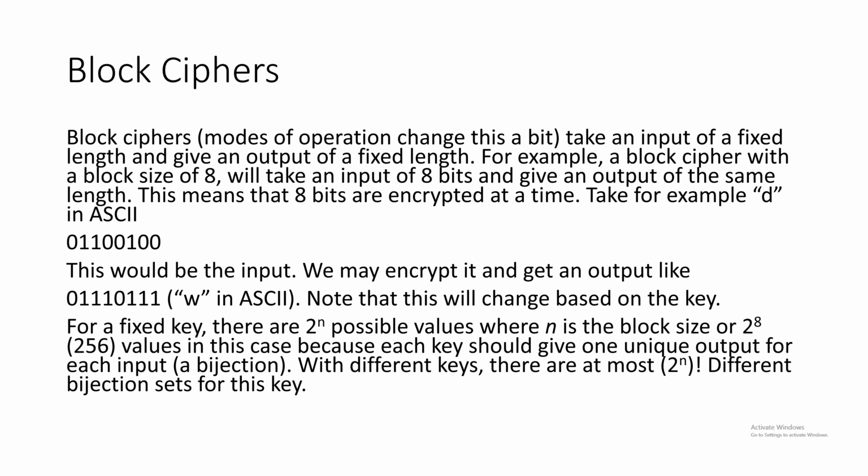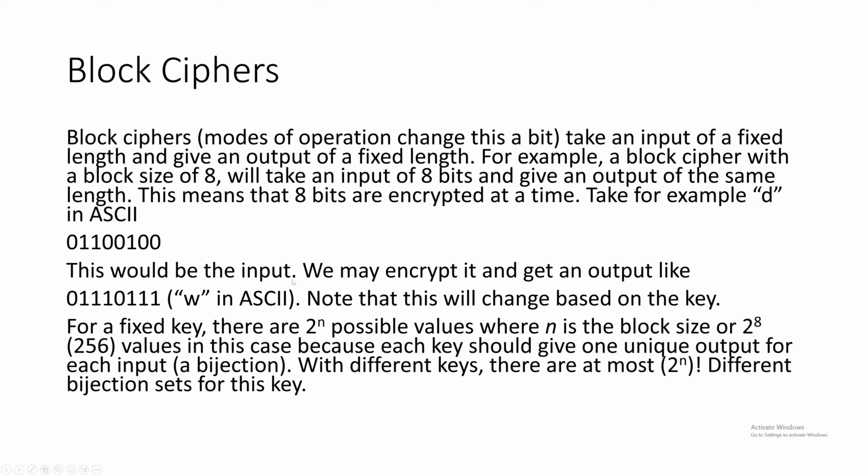Let's take, for example, lowercase d in ASCII. Trying to find my mouse. There it is. Lowercase d in ASCII is 01100100. So this would be the input in this case. Now we may encrypt it, and once we're done encrypting, we may get an output like 01110111, which is lowercase w in ASCII. This will change based on the key.